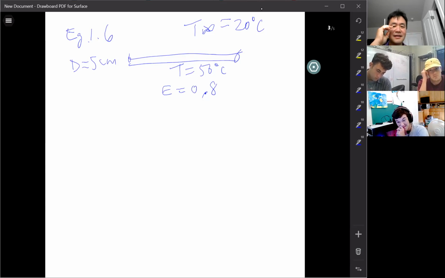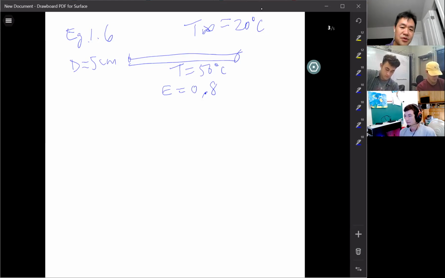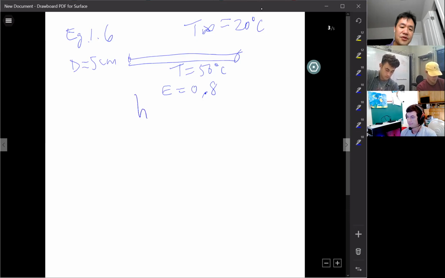Oh, that's exactly this problem. Free convection. Okay, they didn't say there's a flow around it, right? So basically it's a free convection. So the convection heat transfer coefficient of this, I think in table 1.3, it says 6.5 watt per meter square C, okay?